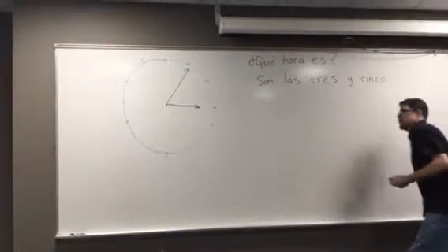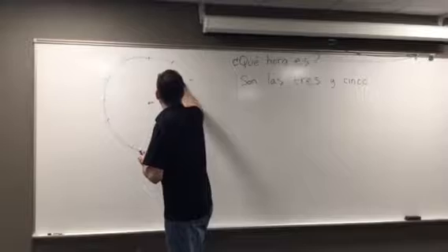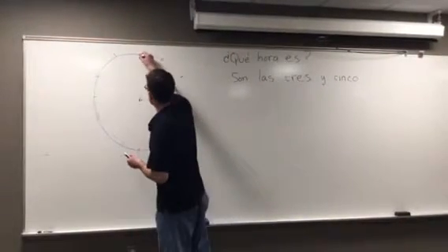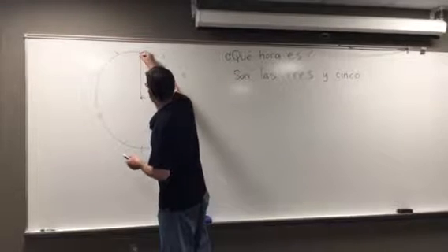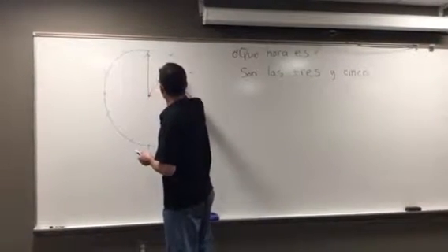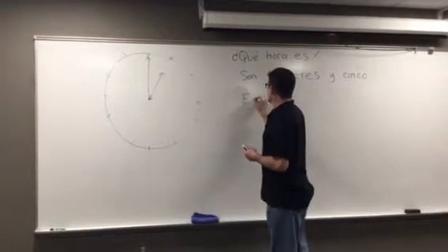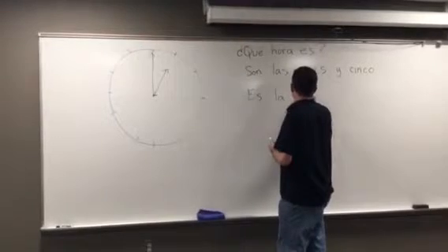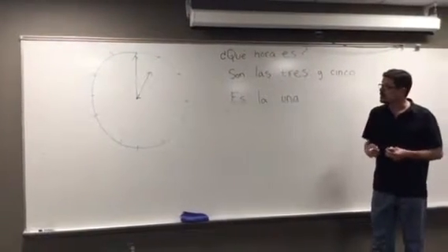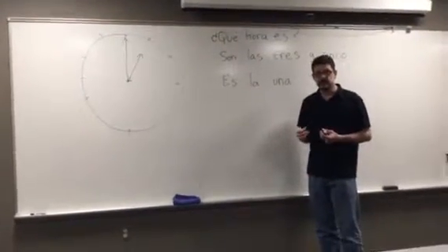Now I'm going to change the time again. Let me find my eraser. And I'm going to say it's 1 o'clock. And I want you to take a look and see if you can figure out why it's slightly different. So we have the big hand right there, and we have the little hand right there. So, ¿qué hora es? Es la una. Es la una.